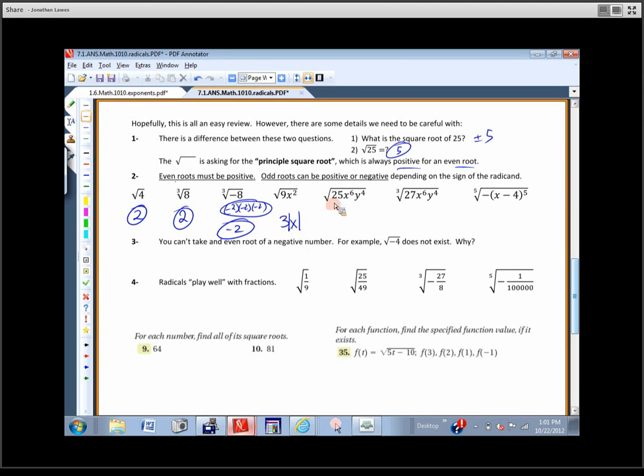Okay, watch the next one, please. Again, we're just kind of reviewing the details. Even root. Do I need to worry about absolute value on the answer? It's an even root. I better be concerned with that. If it were a third root, a fifth root, a seventh root, I wouldn't have to worry, but it's an even root. So I get a 25, x to the third, y to the second. Now, take a look at that. Did I get that right?